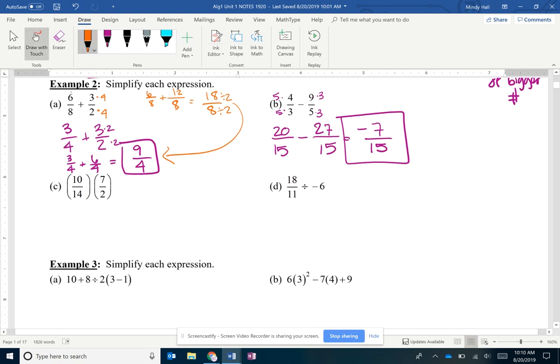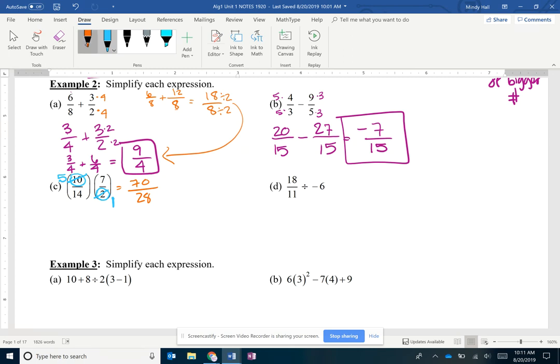For multiplying, you can either multiply straight across, so 10 times 7 is 70, over 14 times 2 is 28. But then if you notice when you do that, then you have to simplify. So the other way you can do this, you can go through and simplify if you want, but the other alternative way is I notice that I have this 10 and this 2, and I know they have a 2 in common. So if I divide 10 by 2, that gives me 5, and 2 divided by 2 gives me 1. So now I have it as 5 over 14 times 7 over 1.